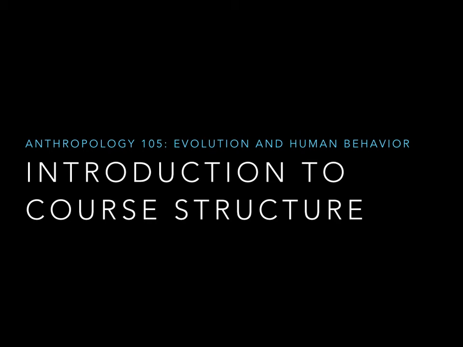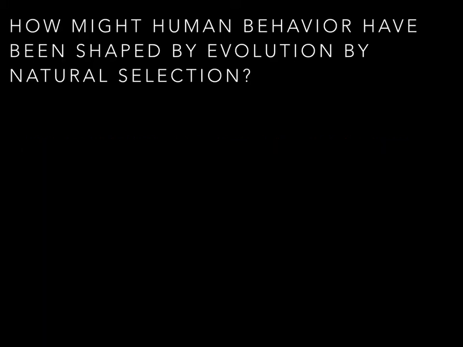Welcome back. This is the introduction to the course structure for Anthropology 105, Evolution and Human Behavior. And as you can tell from reading the syllabus and watching the introductory videos to the course, we're trying to answer one big overarching question. And that is, how might human behavior have been shaped by evolution by natural selection? Now, this question contains a couple of technical terms that we'll be discussing in more detail later, such as what is evolution and what is natural selection.